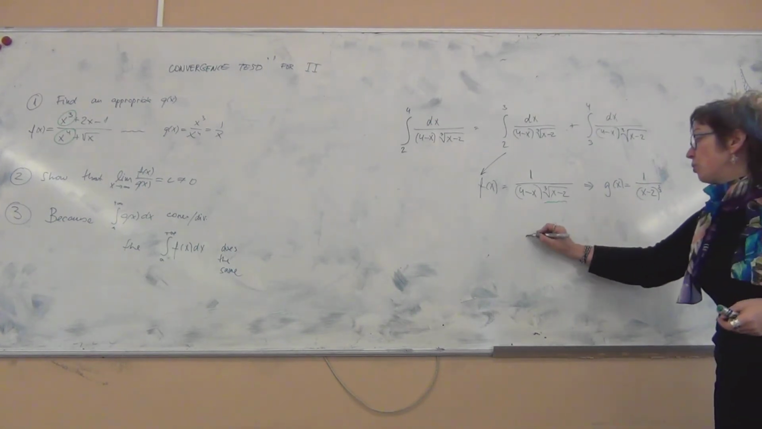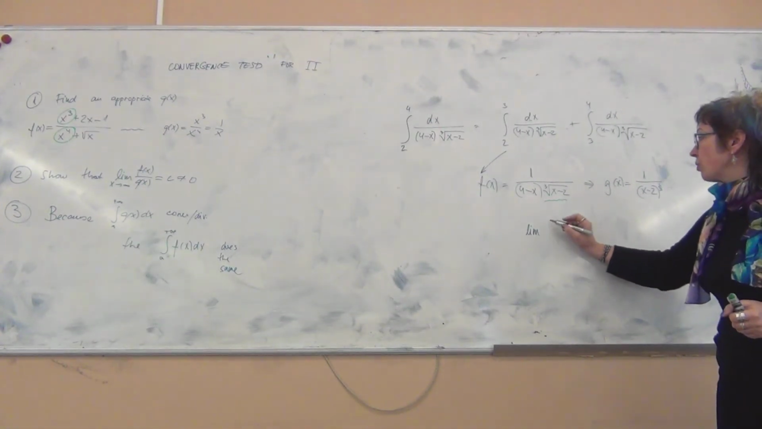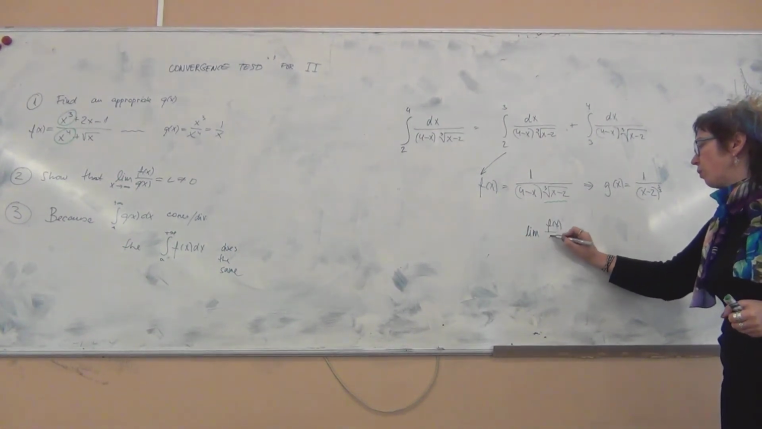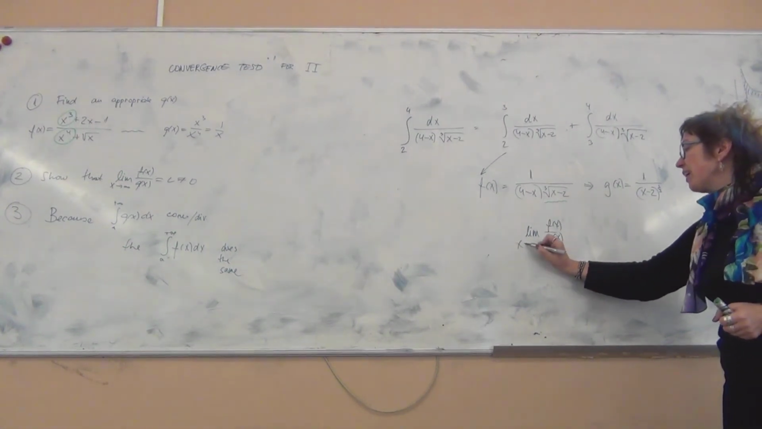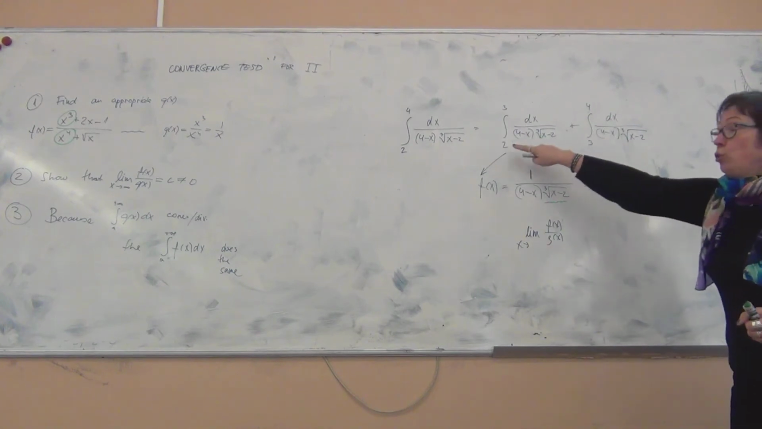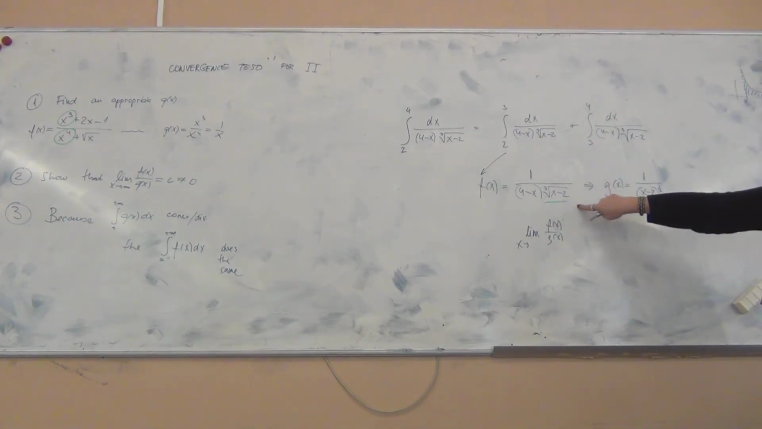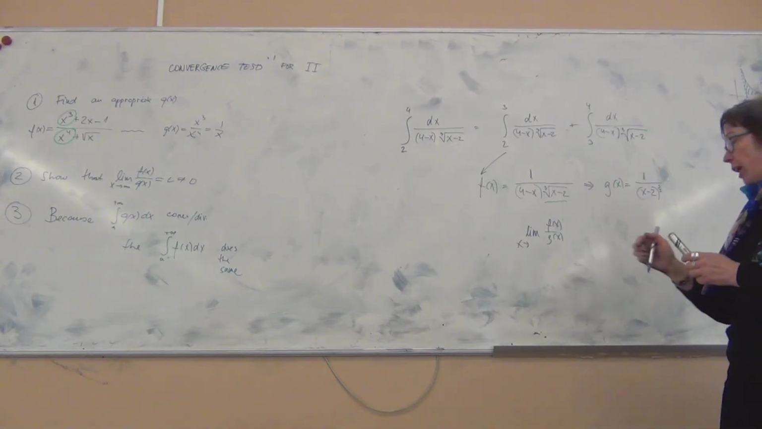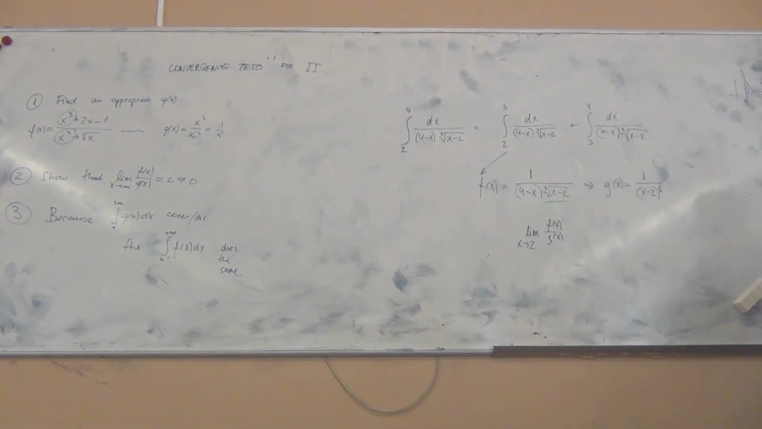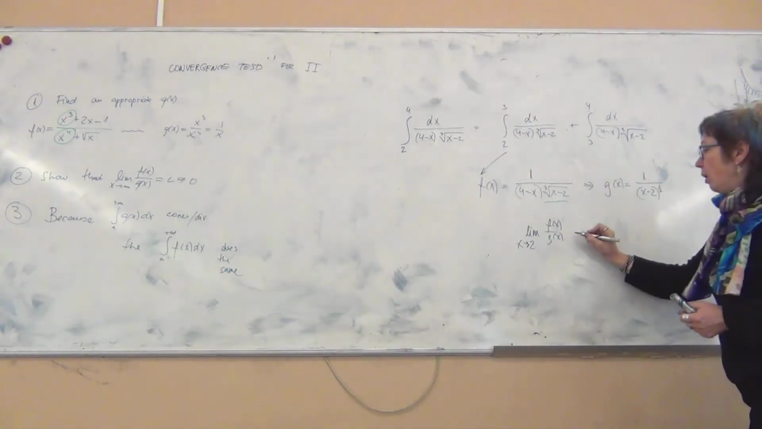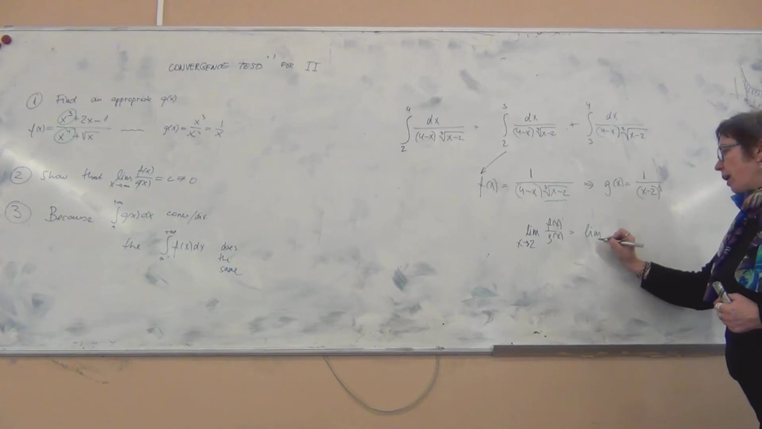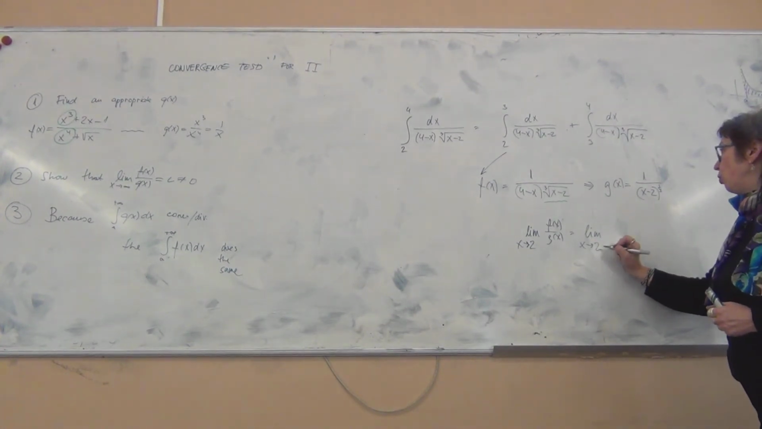Now, let's do the limit comparison test. So f of x over g of x as x tends to 2. To 2, yeah, because for type 2, we need the dangerous point, the dangerous moment. It's x tends to 2. Okay, let's have a look. Limit as x tends to 2.